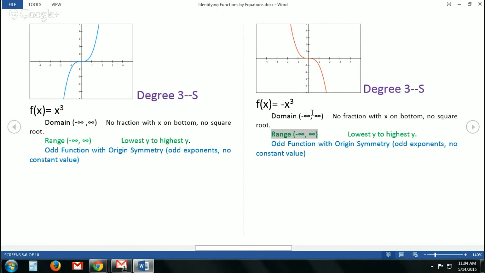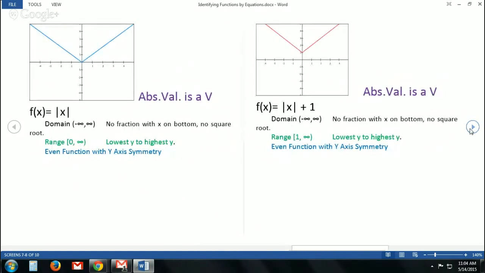Again, it's an odd function, all odd exponents, no constant value, so it has origin symmetry, O for odd, O for origin. The next shape that we have is an absolute value. Whenever you have an absolute value of anything, the shape that you'll get is going to be a V. Absolute value pictures look like a V. Our first one is just absolute value of x.